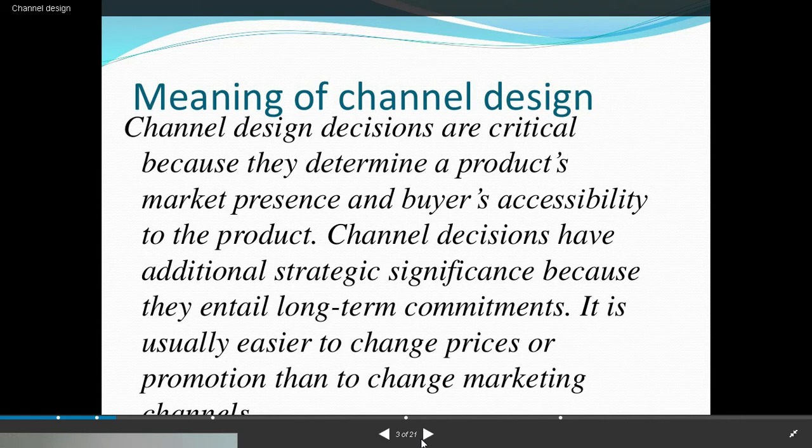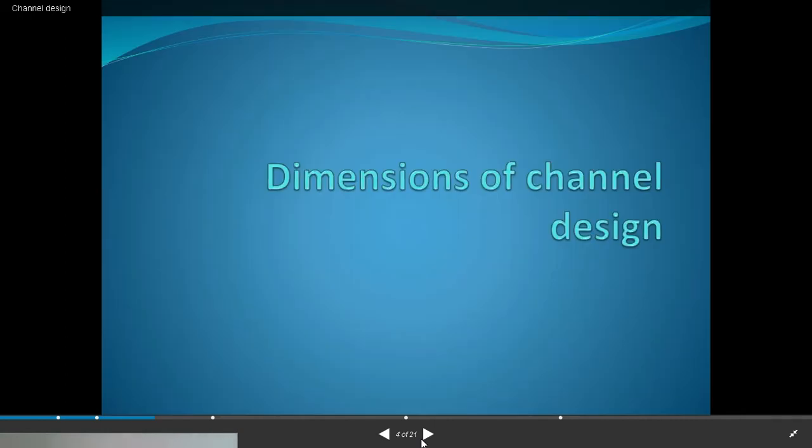So here, what does it mean? Channel design is a kind of decision where we consider what sort of products there are, what the present situation in the market is, what the buyers' abilities are, who the buyers are, who the sellers are, and what their sales volume and promotion volumes are. For the long term, they will make some additional strategic significance for running their business in the market. That is known as channel design.